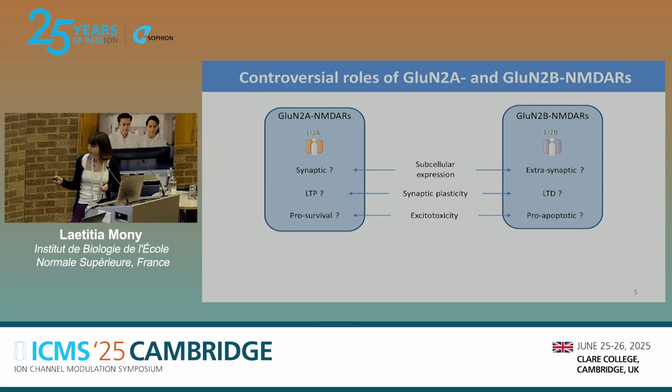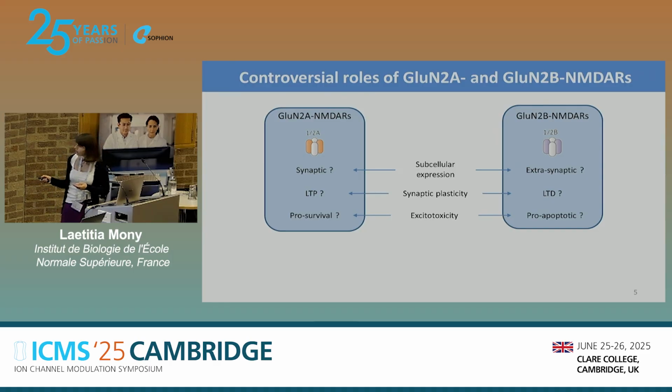So currently, there is a large controversy around the specific roles of GluN2A and GluN2B containing NMDA receptors in the brain. GluN2A containing NMDA receptors are thought to be mostly synaptic, meaning expressed at the synapse. They are thought to be mostly involved in long-term potentiation, meaning the long-term increase in the synaptic strength, and they are thought to be mostly linked to pro-survival pathways.